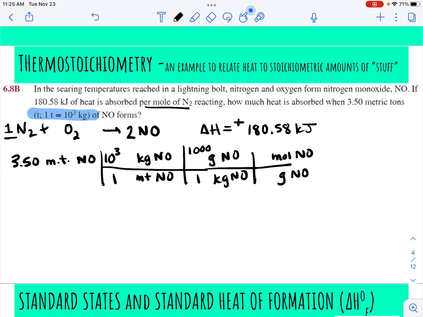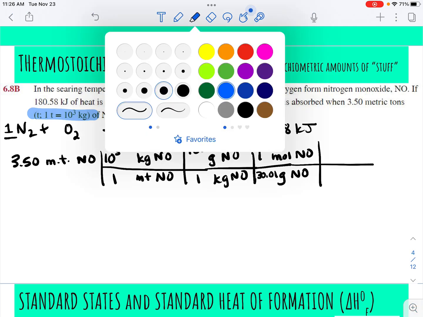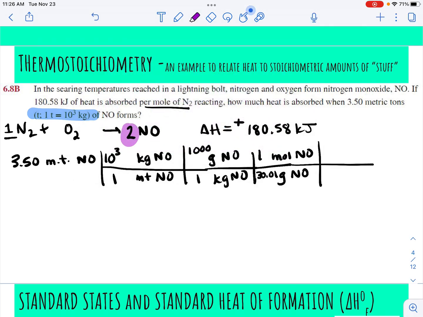Remember, in stoichiometry, your first process is always to get what you were given into moles. So 1 mole of NO, and from the periodic table, I used 30.01 grams as the molar mass. So now I have moles of NO, and I can use the coefficients in my equation, the NO's coefficient with the heat, to go from moles of NO to how much heat is absorbed. So I have moles of NO, two of them from my equation, is equivalent to 180.58 kilojoules, that delta H.